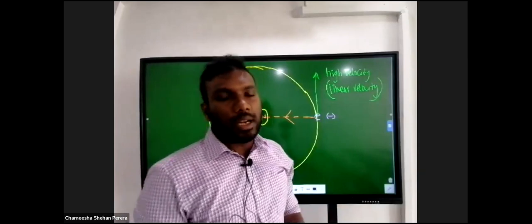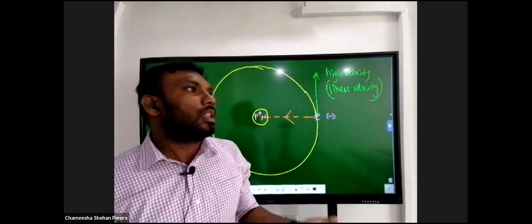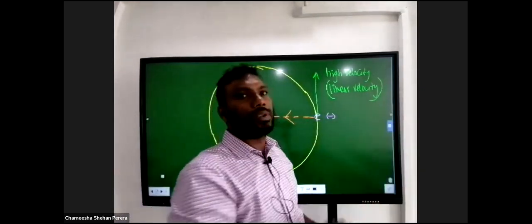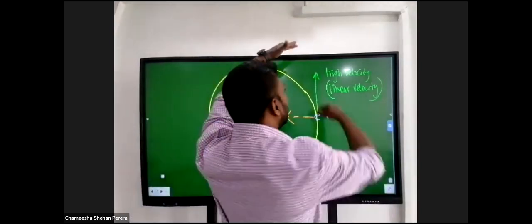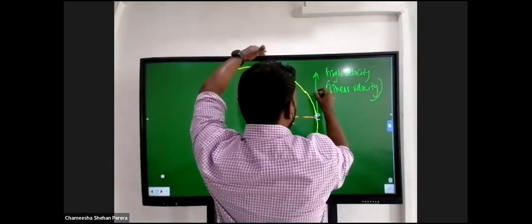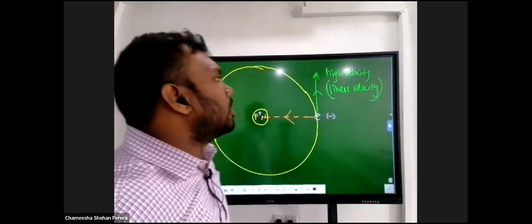Object velocity, we have studied about the Newton laws. To have a velocity for an object, the object should be applied with an unbalanced force. May I have a velocity and I may move linearly? Obviously, it should be applied with another force.